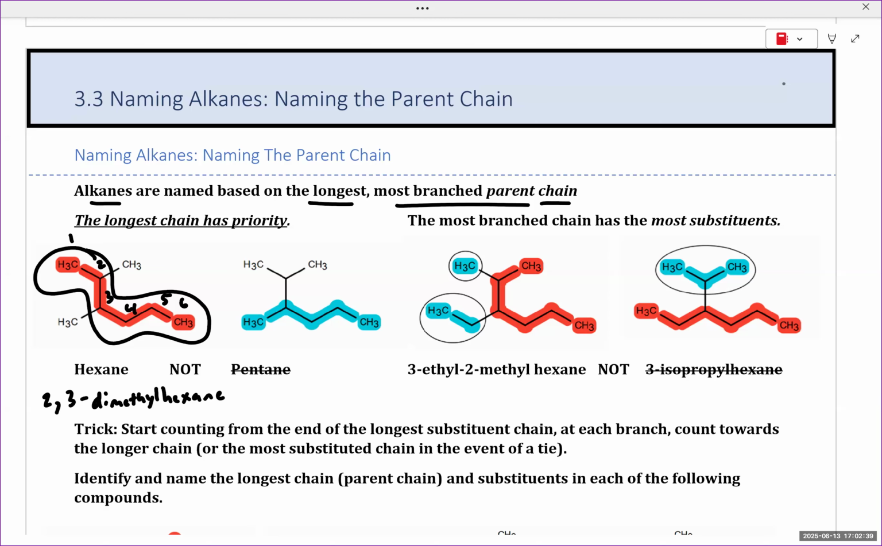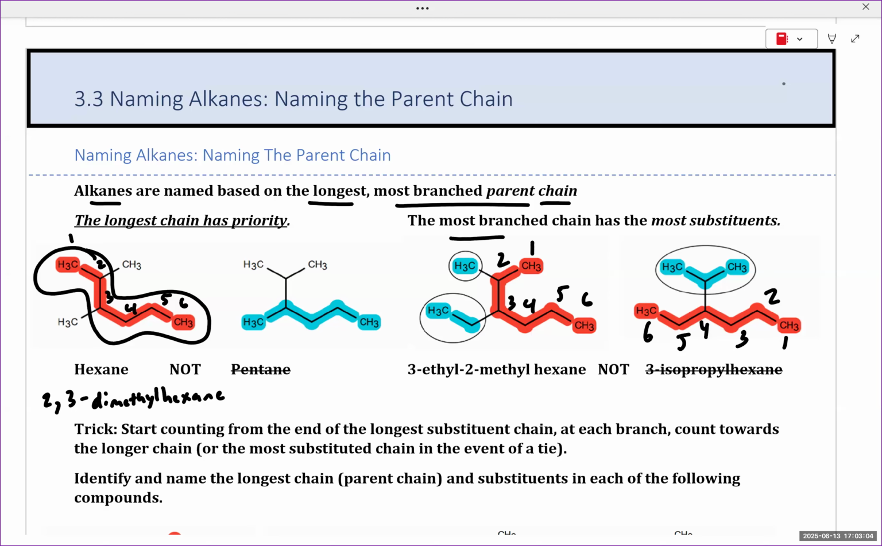Now, in the event you have two chains with the same carbon count, such as in this case, we have the choice between 2 carbon chains for the same compound. And in this case, the 2 carbon chains that we've drawn out as the longest main chain have the same carbon count. The tiebreaker in this case is branching.